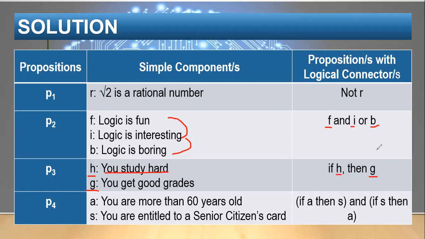So lastly, for our proposition P sub 4, we have two propositions, A and S. We have broken it down into simpler components, which is you are more than 60 years old and you are entitled to a senior citizen's card. Okay, yung kanina na mahabang sentence, di ba? Yung buong compound proposition na yon, nakalagay: if you are more than 60 years old, then you are entitled to a senior citizen's card, and if you are entitled to a senior citizen's card, then you are more than 60 years old. So, in symbols, we will write it using the letters: if A, then S, and if S, then A.